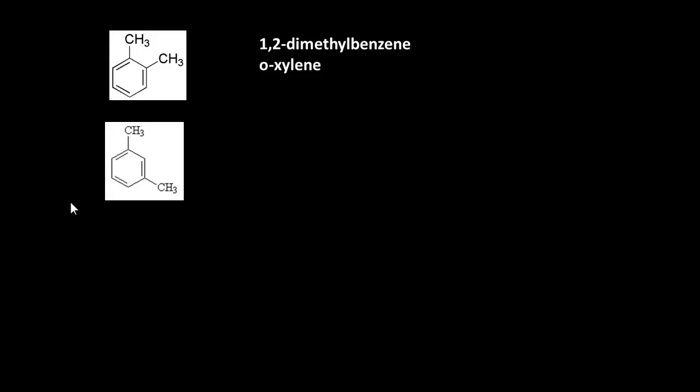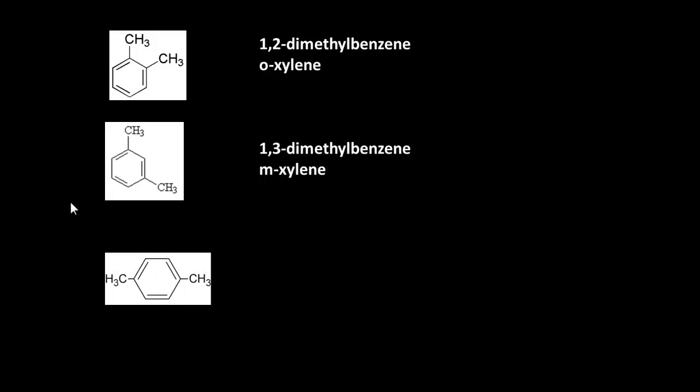Okay, here is a benzene ring. We've attached 2 methyl groups and they're next to each other. So we call this 1,2-dimethylbenzene, or its common name is orthoxylene. Now let's look at another way of putting those methyl groups on. Here we put them on the first and third. So we call this 1,3-dimethylbenzene. Again, common name metaxylene.